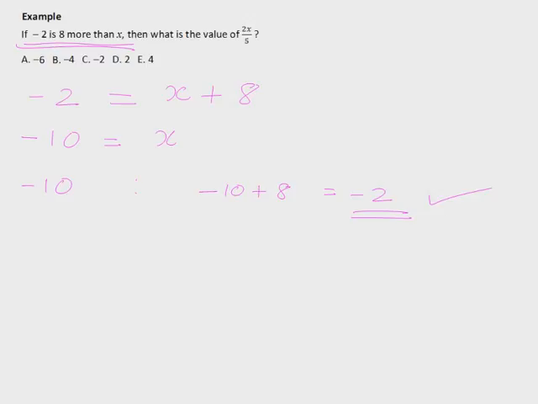Now it's easy. What is the value of 2x by 5? So that's 2 into minus 10 divided by 5. 5 goes into minus 10 minus 2 times, so I get minus 4. And the answer is B. So it all boiled down to understanding the sentence. Minus 2 is 8 more than x.